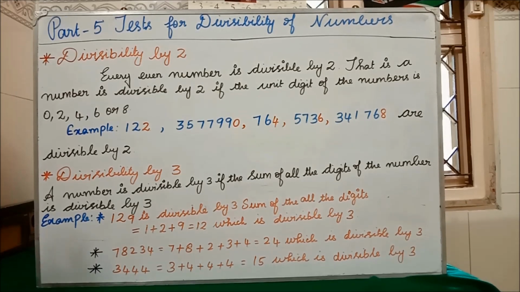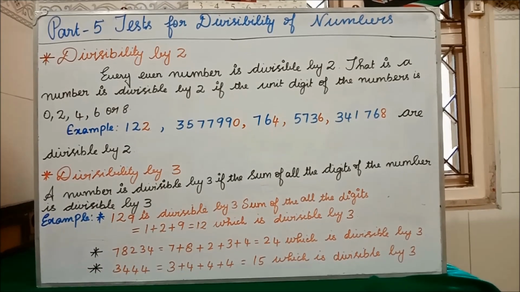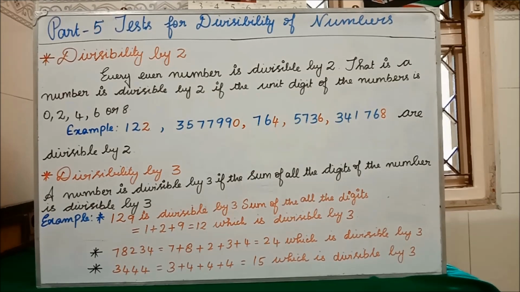Clear all of you? Okay, now we'll see the divisibility by 3. A number is divisible by 3 if the sum of all the digits of the number is divisible by 3. If you want to check divisibility by 3, you have to check the sum of all the digits. Sum means add. S-U-M. Sum means plus. Sum of all the digits of the number should be divisible by 3.